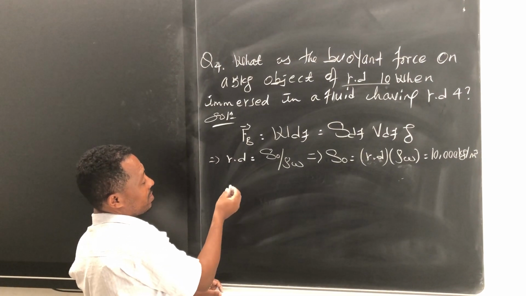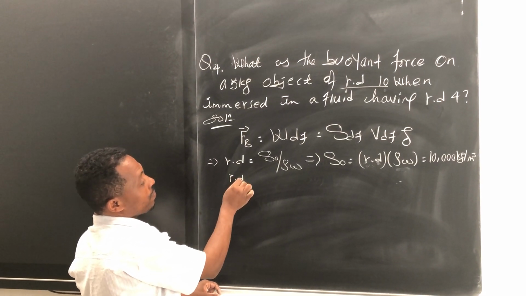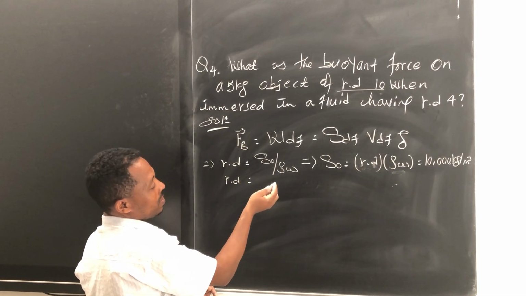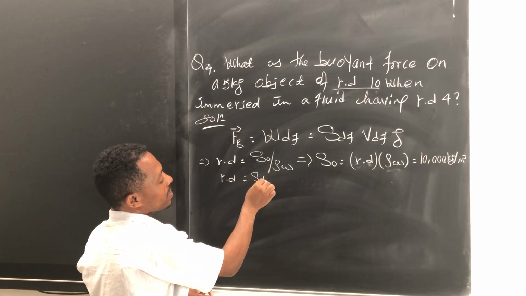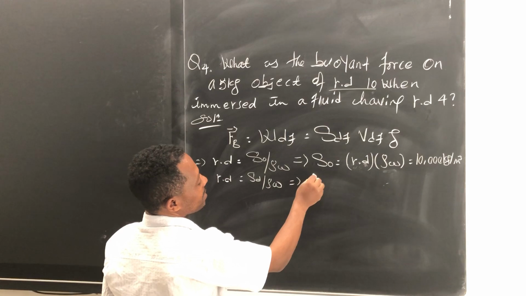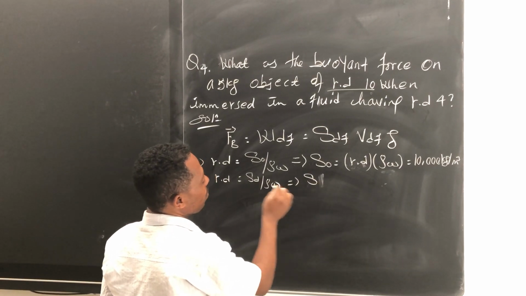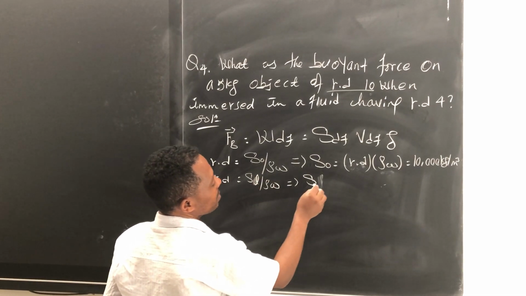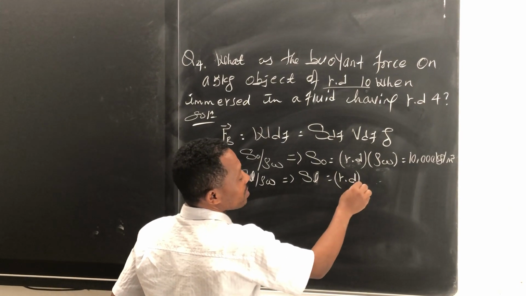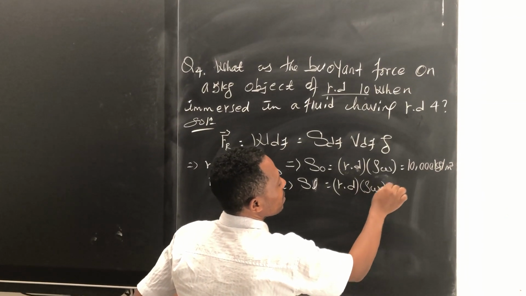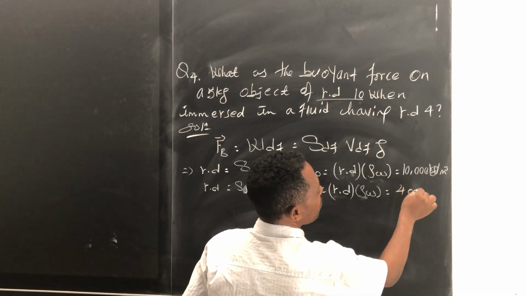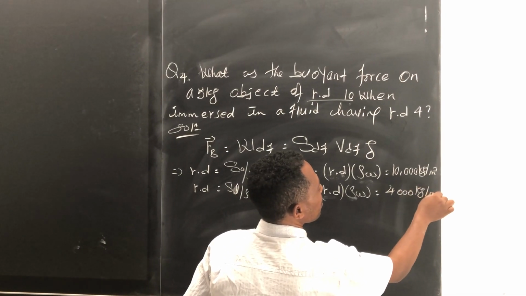In the same manner, the relative density of the fluid is given, that is 4, by the density of the liquid over the density of the water. This implies that the density of the liquid is equal to the relative density of the liquid times the density of water. It becomes 4 times 1,000, which is 4,000 kilogram per cubic meter.